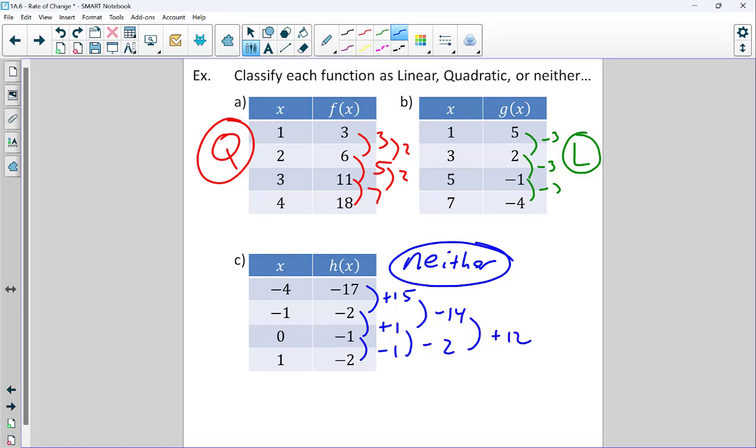Now, spoiler alert, I built this data based on a quadratic function. H actually is a quadratic function, but the technique failed because the x values were not distributed evenly. So if I got a few more data points, I'd be able to figure out that this was in fact quadratic, but without equally distributed data points, there's insufficient information for me to answer that question without knowing some other things about quadratics.